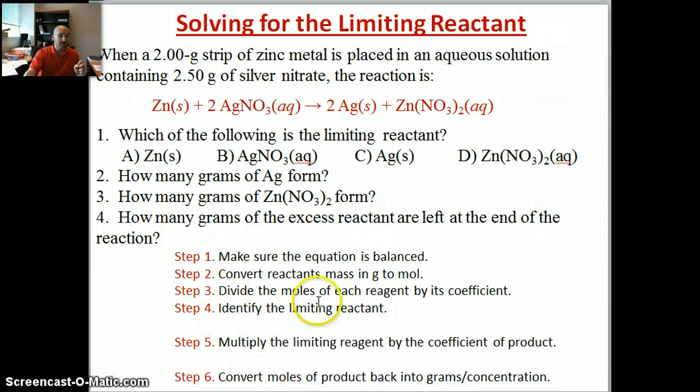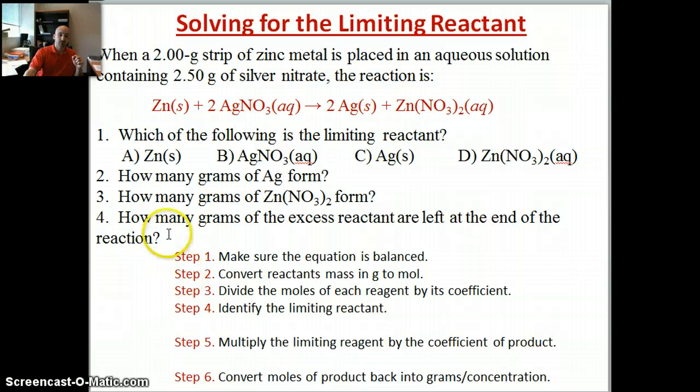I would definitely say practice these, and that will help you out a lot. Step 5 is just to determine how much product is formed. So we ask, how many grams of zinc nitrate, our product, are formed? We can just multiply the limiting reagent by the coefficient of the product. This is just like solving a mole-to-mole conversion that we talked about in part 2 of chapter 3. If you're confused about that, go back and think about how, if we start with so many moles of one reactant, we compare it to moles of another reactant or a product.